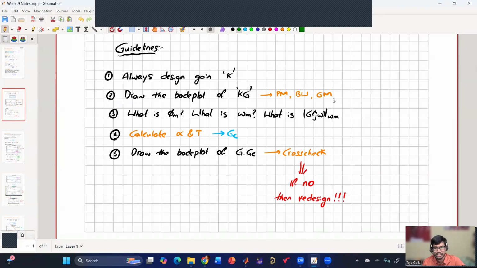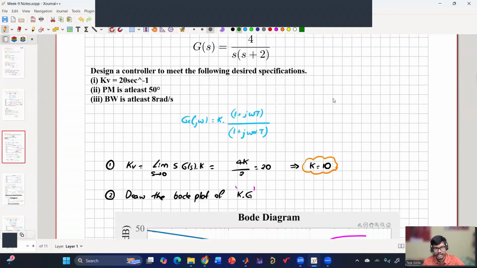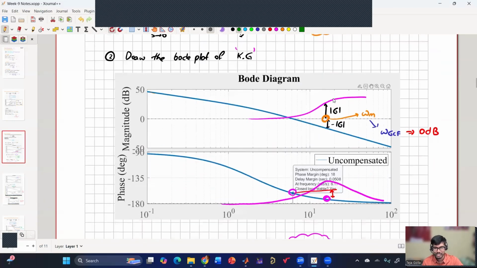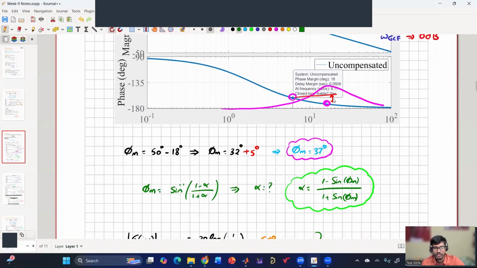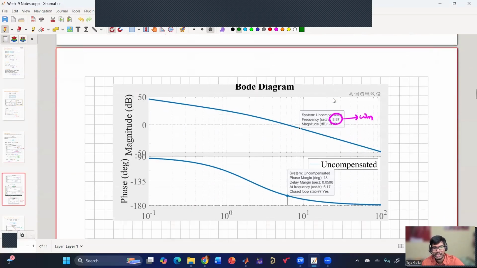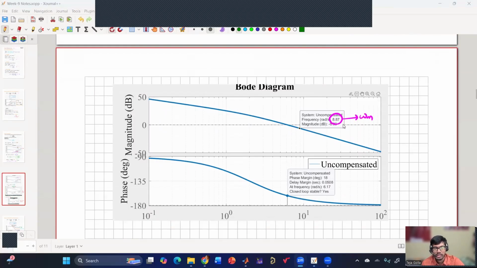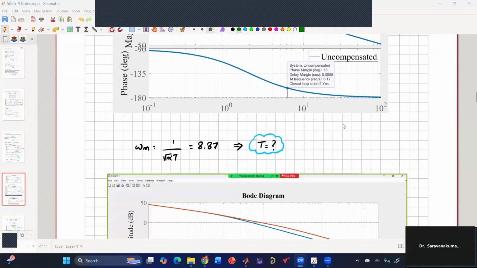If not, then we redesign, which is exactly what we did in the first problem, where I considered one problem. First, I calculated K, then I drew the Bode plot. Then I saw how much mod G is needed, so I choose the omega where I get minus mod G. Once I have selected that mod G, I calculate alpha as well as T, and then I redesign. I saw that in the initial design, with the initial correction term, it was not able to meet the requirement, so I redesigned.